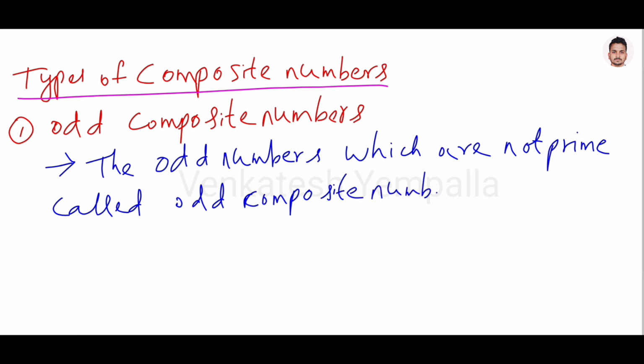Now we will observe the examples. Examples: 9, 15, 21, 25, 27 and so on. If we observe these numbers, more than two factors will come. That is why they come under composite numbers. And the second thing is these numbers are odd numbers. That is why we can call them odd composite numbers. Now we will see the second type.